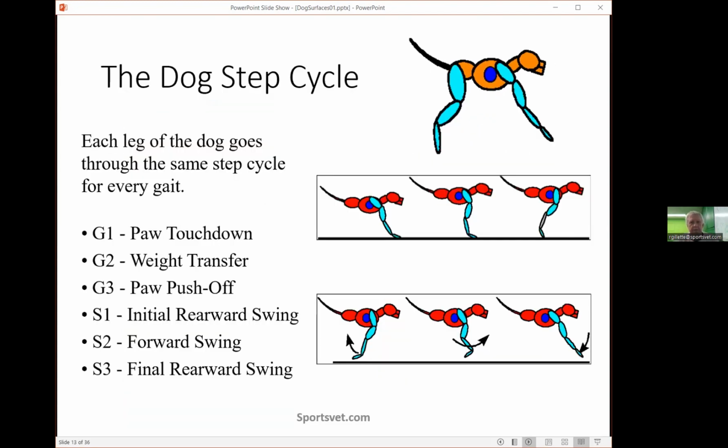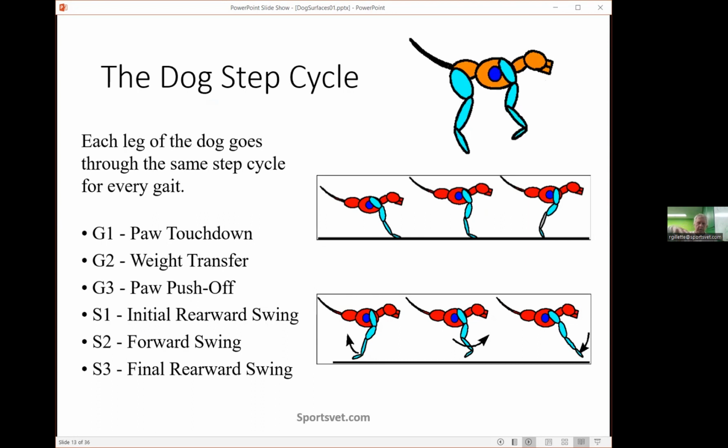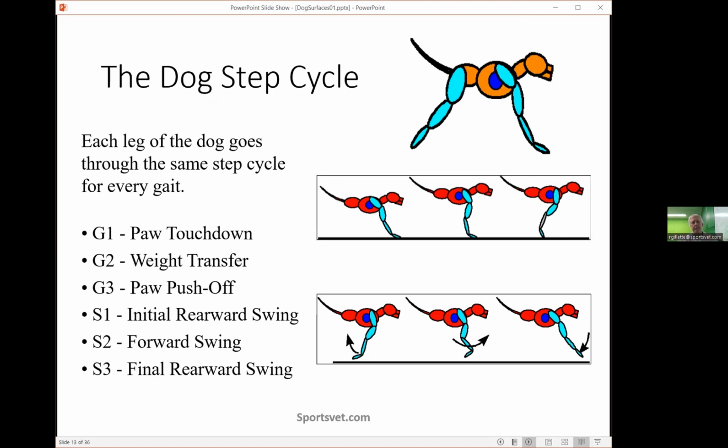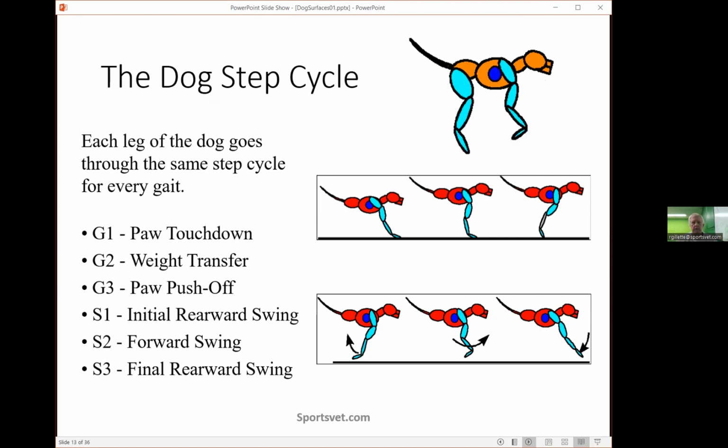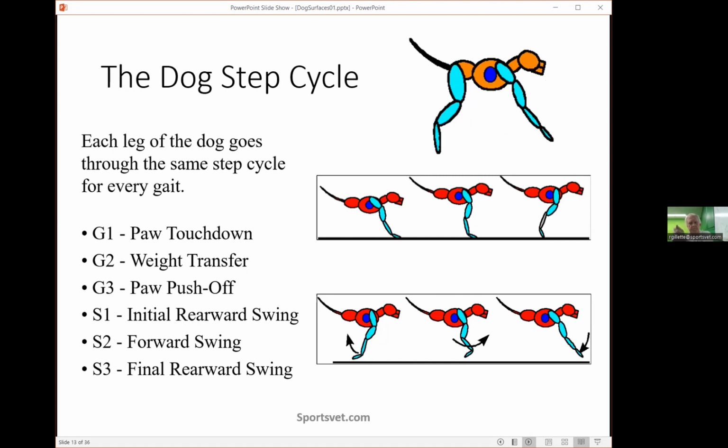So I thought I might mention a little bit about the step cycles. It's a quadruped, much like the horse. The only real difference, well, there's a lot of differences. Obviously, one of them is that the paw has 4 digits as opposed to a hoof, which is more of a solid type of object. But the cycle is made up of a stance phase and a swing phase. The stance phase is there's a point where the paw touches down, there's weight transfer, and then there's a push off. And then there's an initial rearward swing, a forward swing, and a final rearward swing until the paw comes down again.